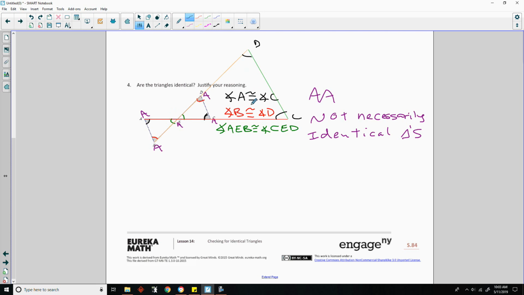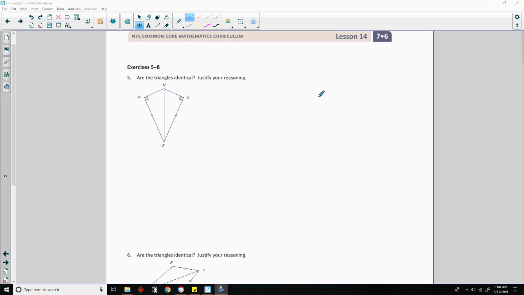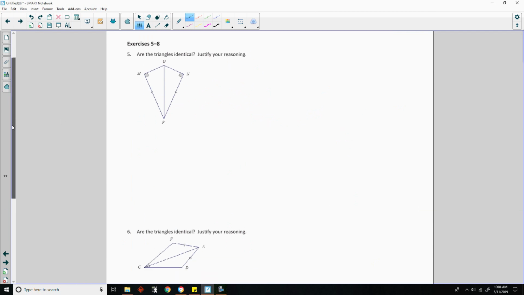So just because we have three angles congruent to three angles does not necessarily mean the two triangles are congruent. We could expand the side lengths and not change the angle measures. Okay. All right, page 4, exercises 5 through 8.